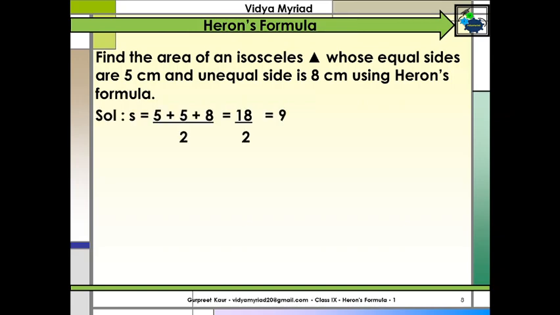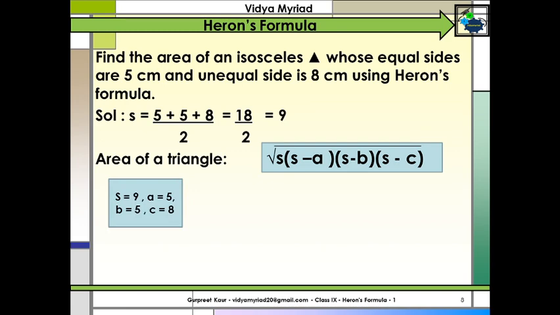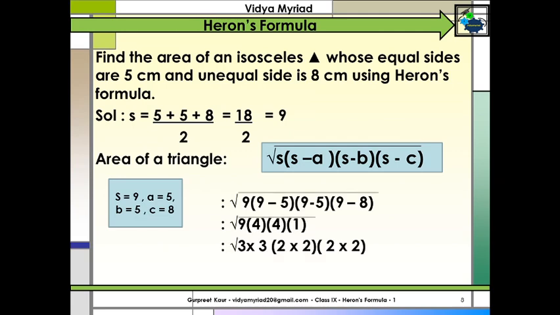So let us first find out the semi-perimeter, that comes to 9, and put it into the formula. I have written S, A, B, C for your convenience. Put the values in the equation and you will find the answer as 12 centimeters square.